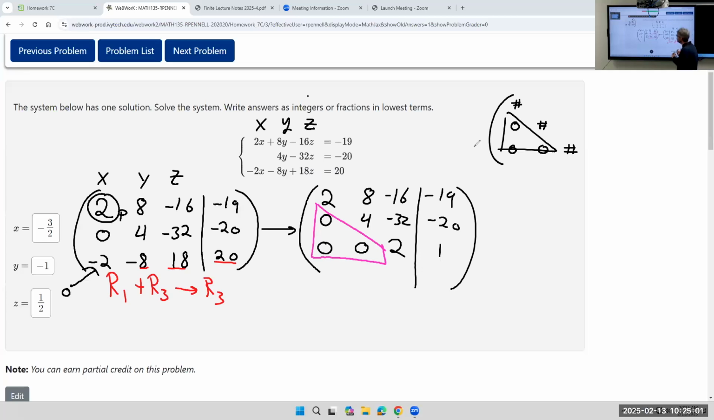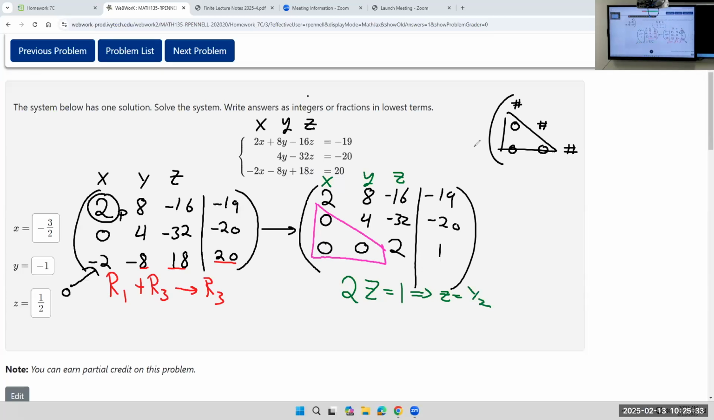I can now leave matrix land and start solving. So remember where these values came from, or what these values correspond to. This is saying that 2 times z equals 1. That's what that's saying. Since that's what it corresponds to, I can say, well, if 2 times z equals 1, z equals 1/2.